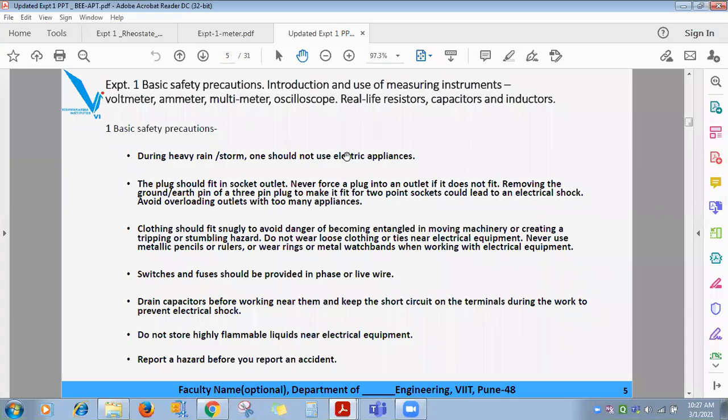Okay, so first one experiment. All of you can see here the title: basic safety precautions, introduction and use of measuring instruments, voltmeter, ammeter, multimeter, oscilloscope, real life resistors, capacitors and inductors. Okay, all these things we are going to learn in this experiment.